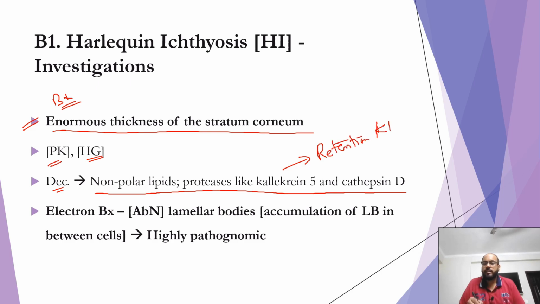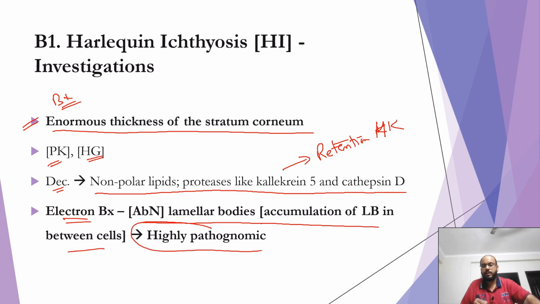And that is why a thick stratum corneum is formed, which does not allow the body to grow. If you do electron microscopy, you will have abnormal lamellar bodies, and there will be accumulation of lamellar bodies in between the cells, and this appearance is highly pathognomonic for Harlequin ichthyosis.